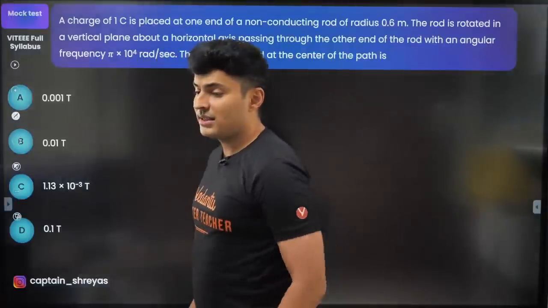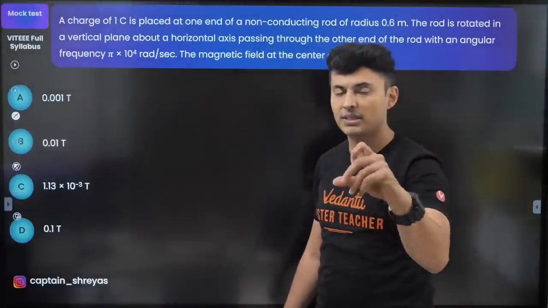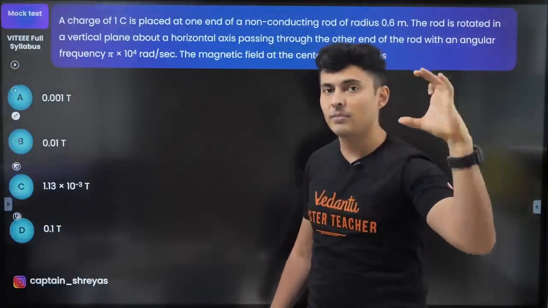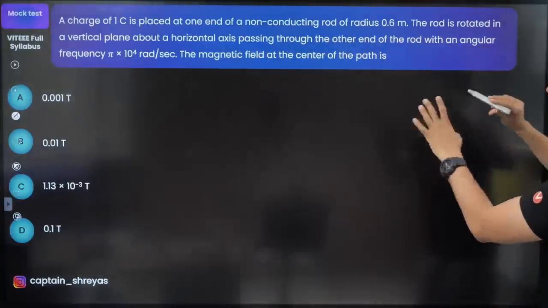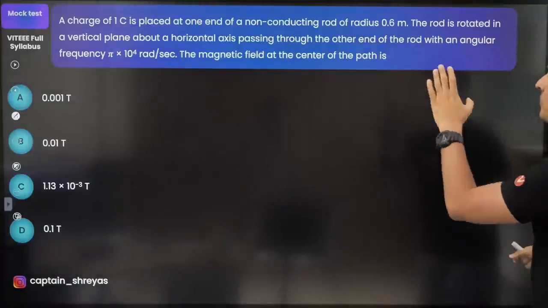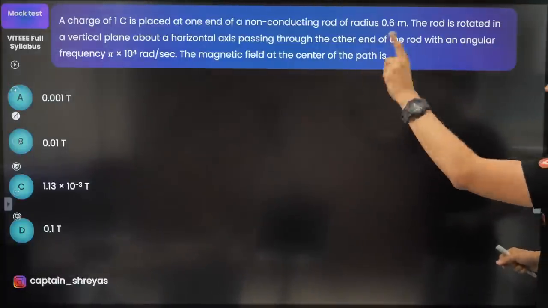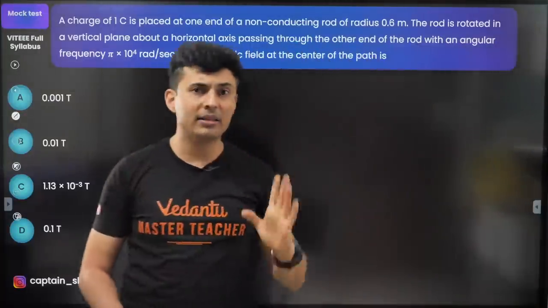Now, these are not necessarily PYQs. These are mock questions. These are model based questions. These kind of models can come in your VITEEE. A charge of 1 coulomb placed at one end of a rod of radius this much. The rod is rotated in a vertical plane so that the other end of the rod rotates with this much speed. The magnetic field at the center of the path is how much?